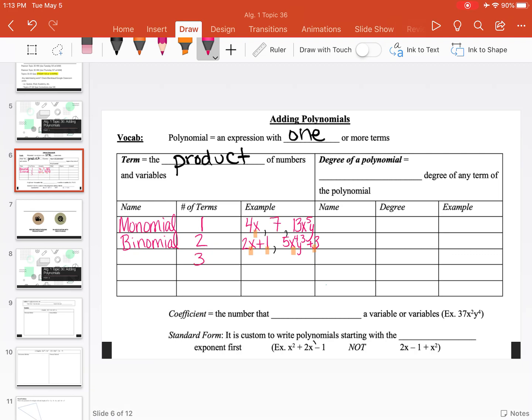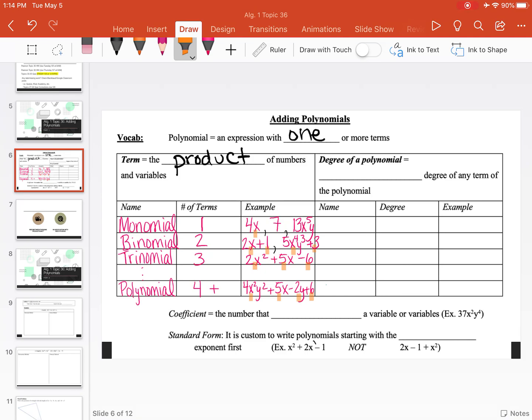Polynomials with three terms are called trinomials. An example of a trinomial could be something like 2x squared plus 5x minus 6. Again, here we have three terms. 1, 2, 3. Now anything that is greater than three terms, so 4 or more terms, is just referred to as a polynomial. An example of a polynomial is 4x squared y squared plus 5x minus 2y plus 6. Here we have 1, 2, 3, 4, a four-term polynomial.